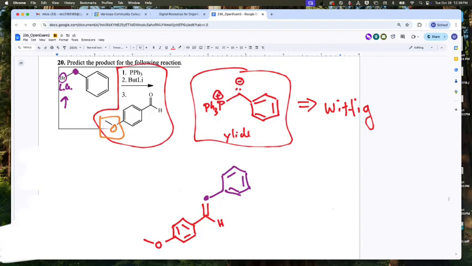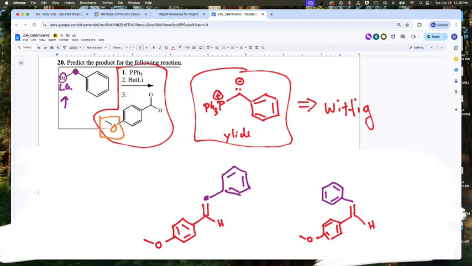There is another product. What is the other product? What's that? Nope. This is the other product. What's the relationship between those two structures? These are cis and trans. Okay. Which one is the correct product?